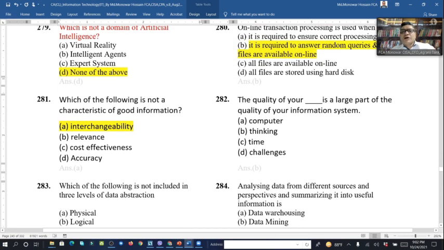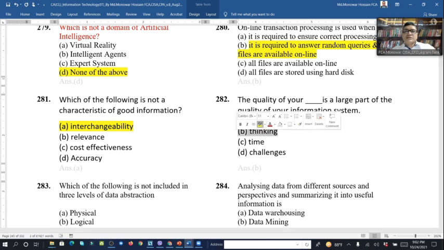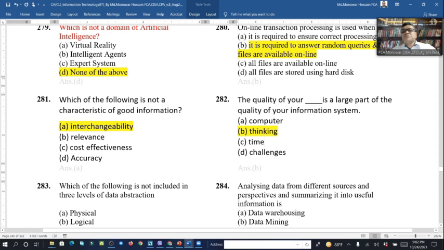The quality of your thinking is a large part of the quality of your information system. If my thinking is of good quality, then the quality of my information system will also be good. The quality of our thinking, answer B.